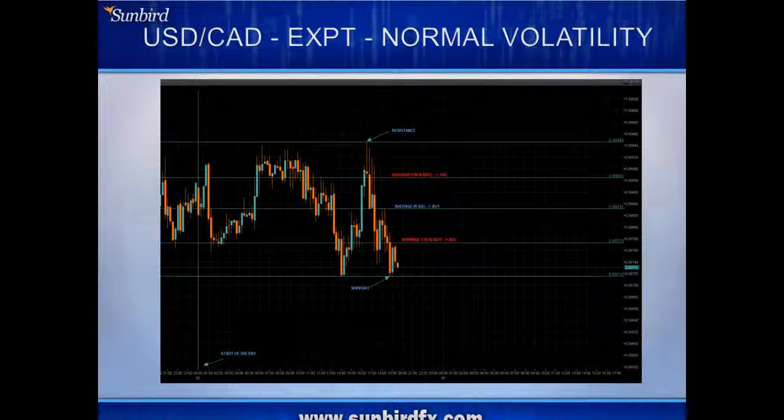All right, so I'm just going to show you a graph on which I used my averages, my resistance, my support. So I'm just going to show you this. All right, so this is on the normal volatility of the market. As you can see, it goes up and down, up and down, up and down.